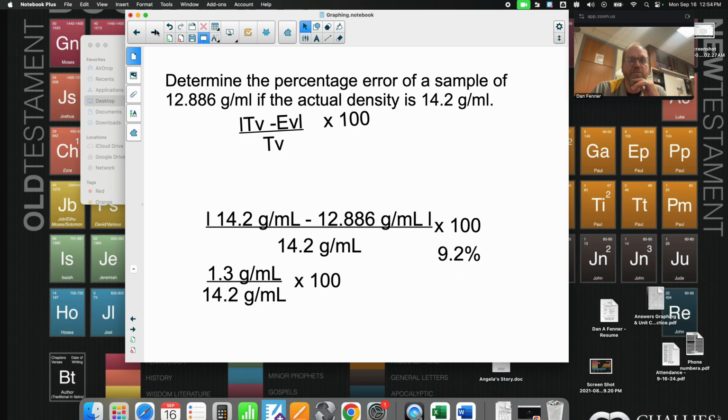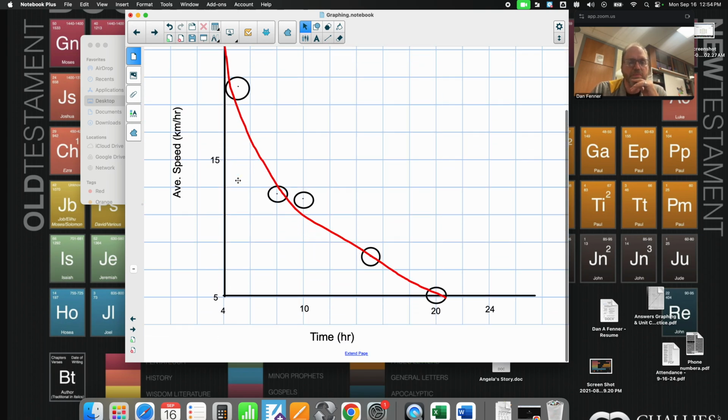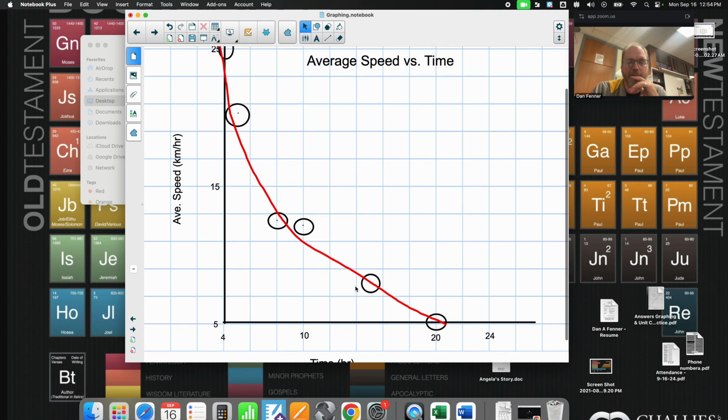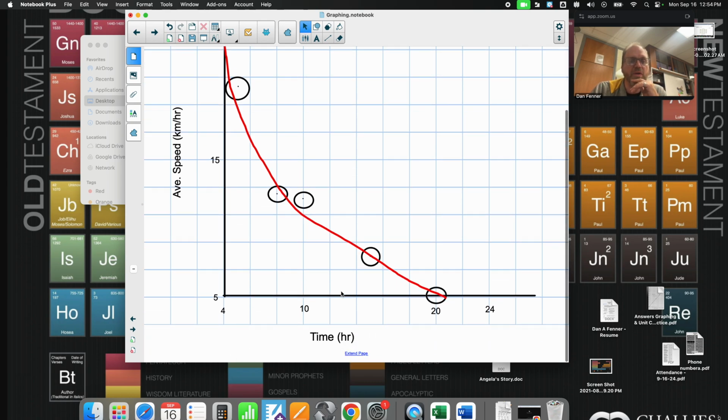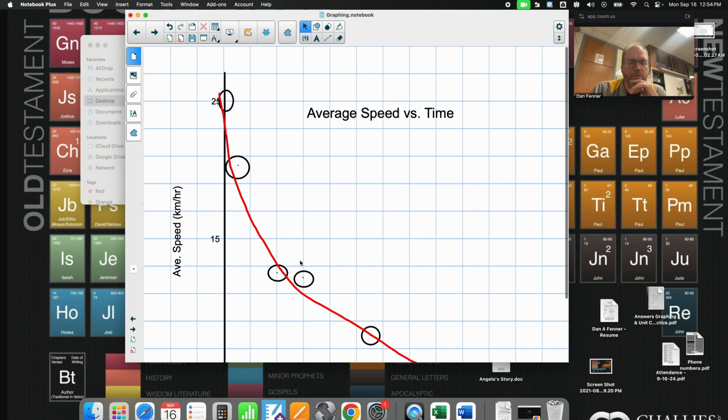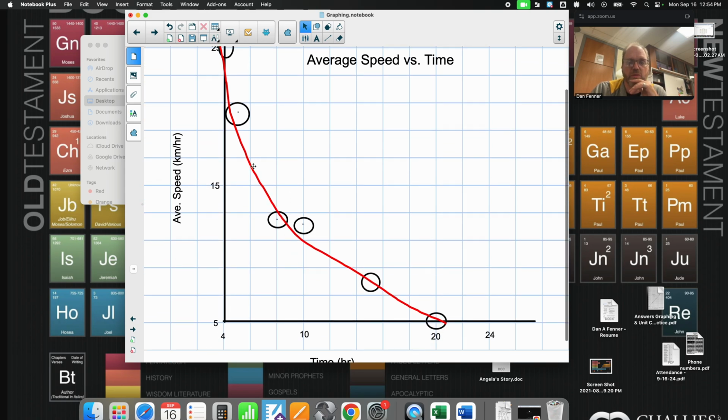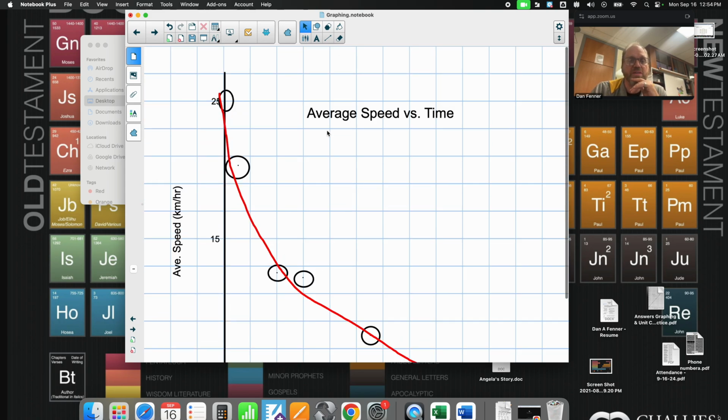And then for the graph, it should look something like this. We should have time on the x-axis, speed on the y-axis, and it should look like an exponential decay, so it's slowly moving down. And then don't forget the title of the graph, average speed versus time.